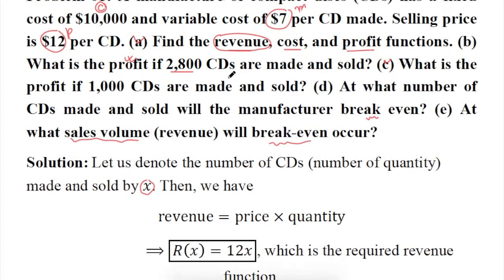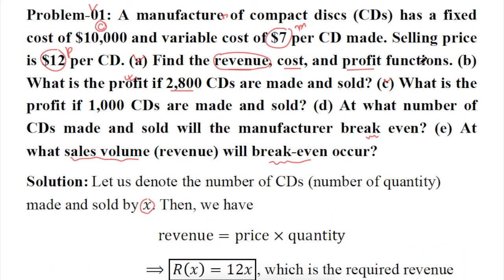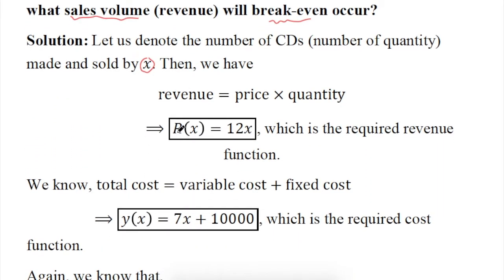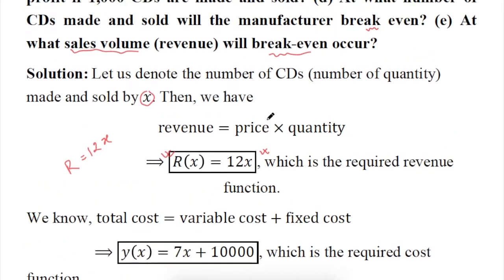But since the question asks for the revenue function, it's better if you write R as a function of x, because revenue depends on x. But if you write simply R, then it is also okay. This is also no problem. R equals 12x. But it is better to write in this form, R as a function of x, which is 12x. This is our revenue function.